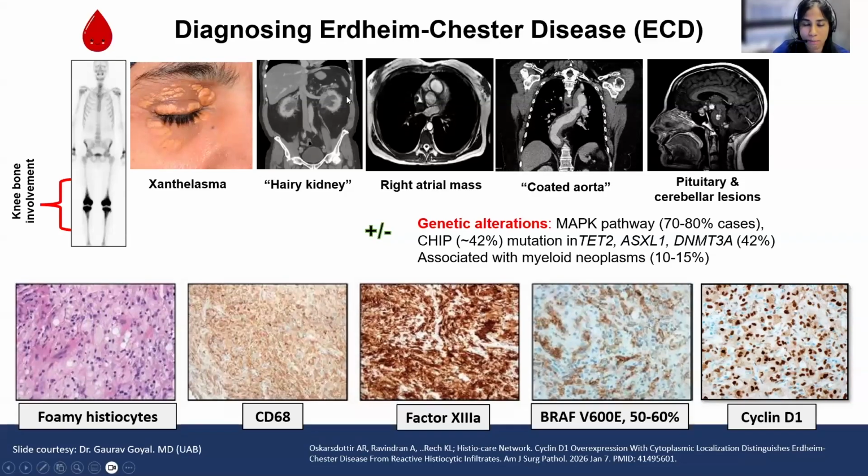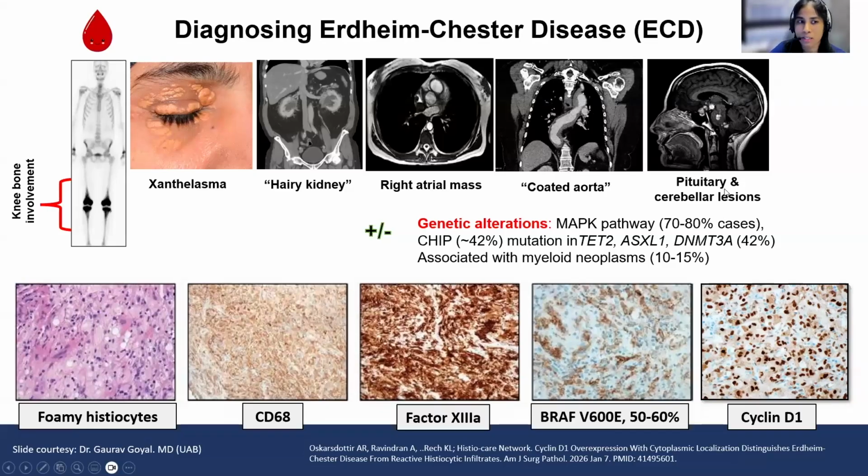Hairy kidney refers to this bilateral perinephric thickening secondary to histiocytic infiltrates in this region. The right atrial mass, as shown in our case, is just a pseudotumor, but the pseudotumor is composed of neoplastic histiocytes in the right atrium. We don't know what really causes the predilection for the right atrium, especially in ECD patients, but it's just the nature of this disease combination that usually it has a right atrial mass in approximately 40 to 50% of cases. Coated aorta refers to the periaortic thickening by these neoplastic infiltrates, and pituitary and cerebral lesions can also occur in approximately one third of cases.